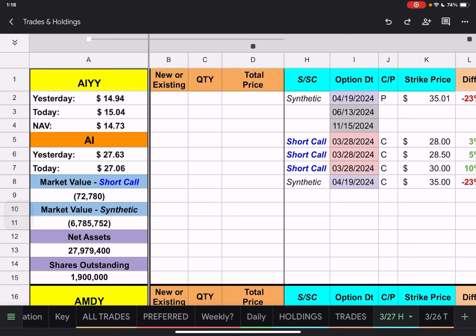I'm a little tired at this point, but we don't have any closed out trades that we have to go over. So we'll go over any of the newer added trades while we're going through the holdings.